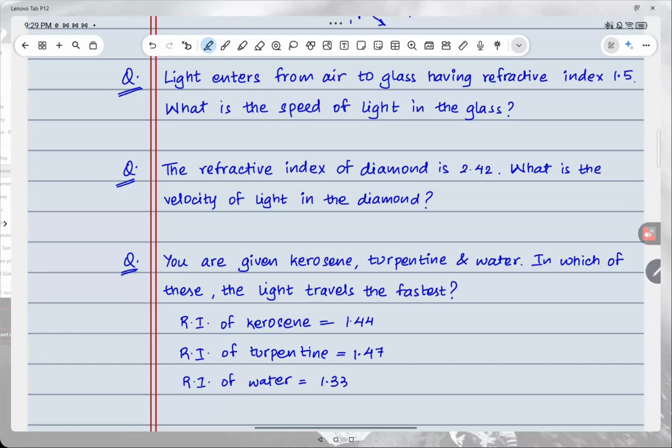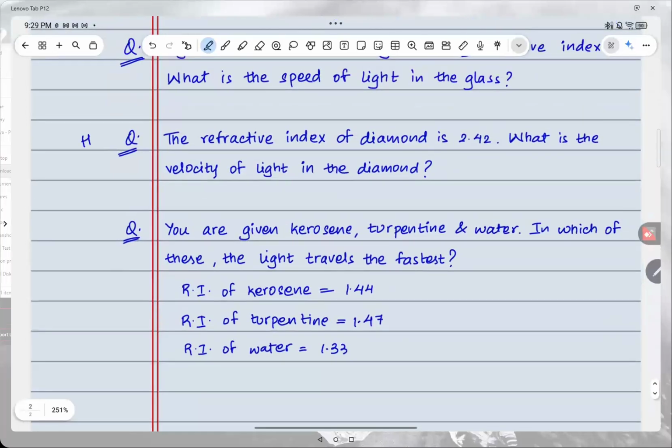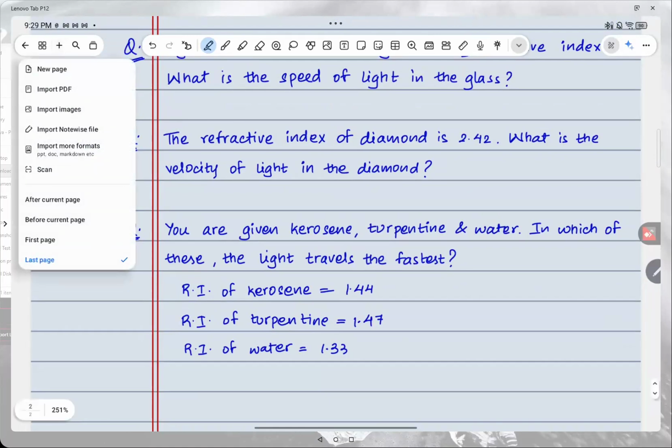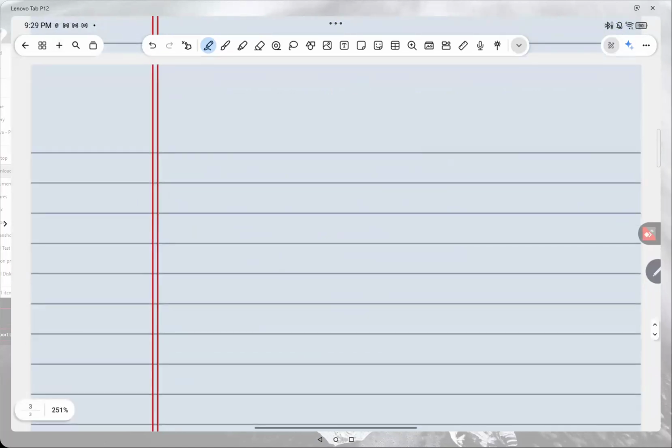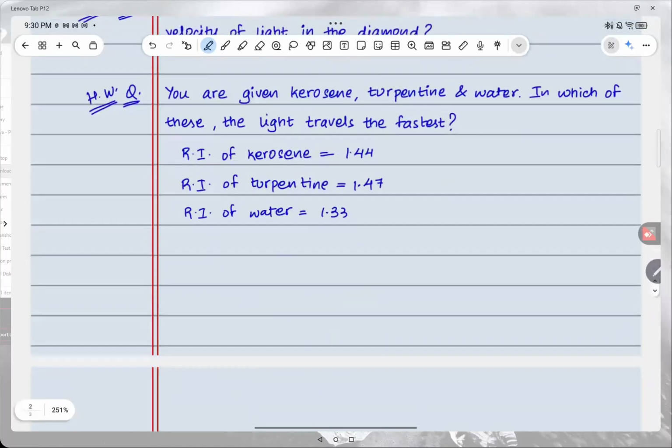Okay, let me discuss this one then. These two are going to be your homework. Let's quickly discuss the first question. Light enters from air to glass having refractive index 1.5. What is the speed of light in the glass?